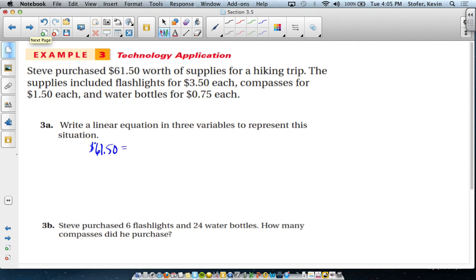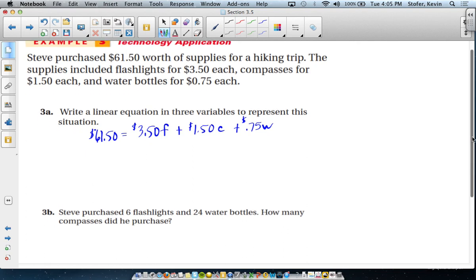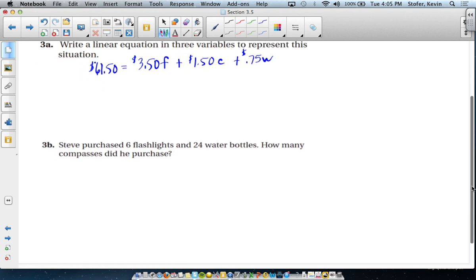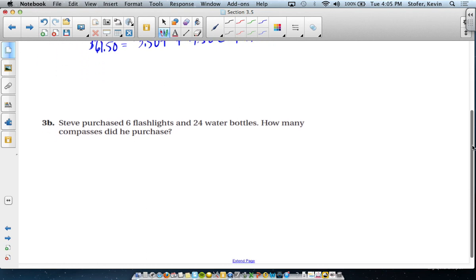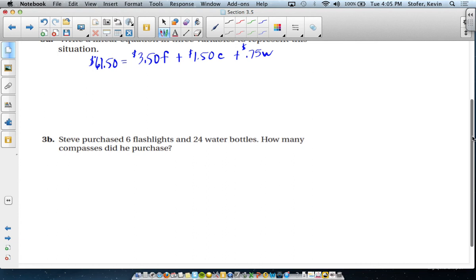He bought some flashlights for $3.50 each. So let's do $3.50 for F times F, however many flashlights he bought. And then some compasses that cost $1.50 each. Probably use the variable C for compass. And some water bottles that cost 75 cents each. Times, oh, I don't know, W probably. All right, so that was pretty easy. Write my equation. And now the question is just asking, all right, if Steve purchases 6 flashlights and 24 water bottles, how many compasses did he purchase?